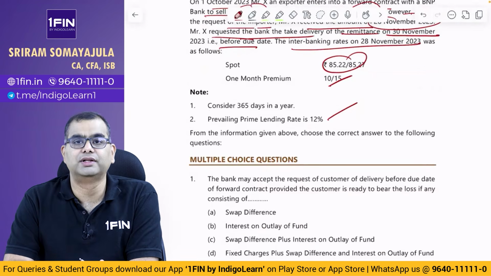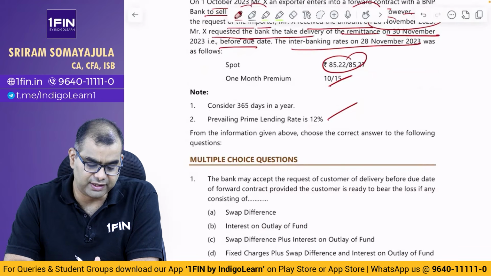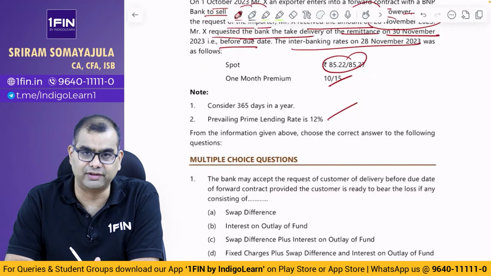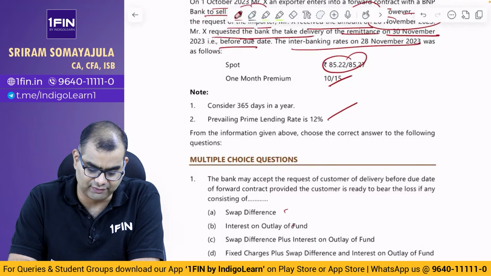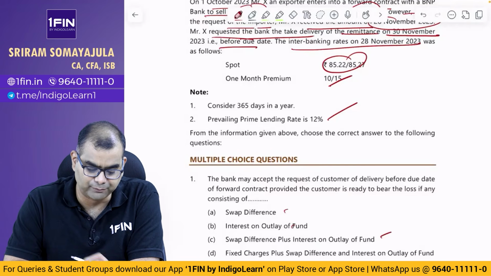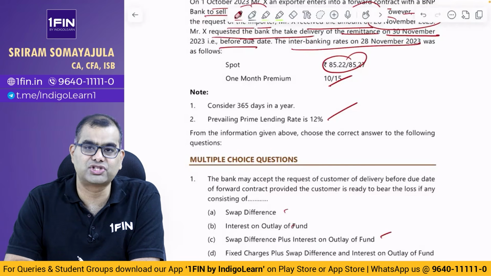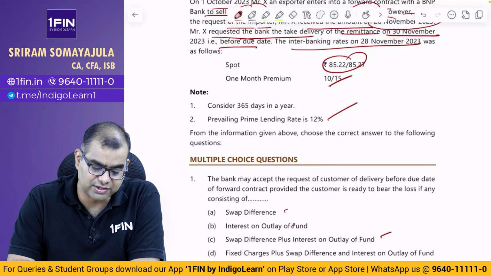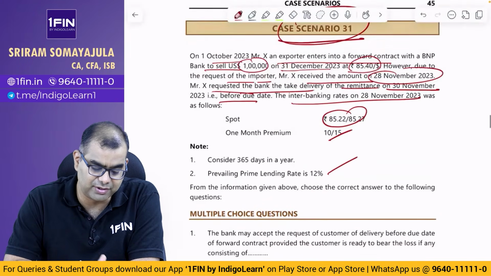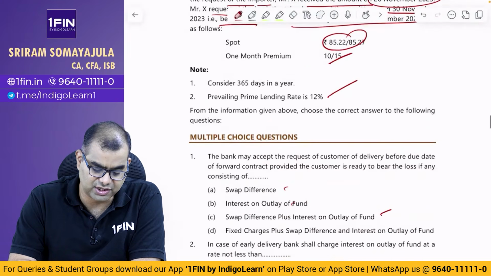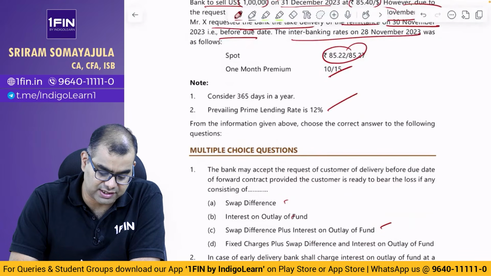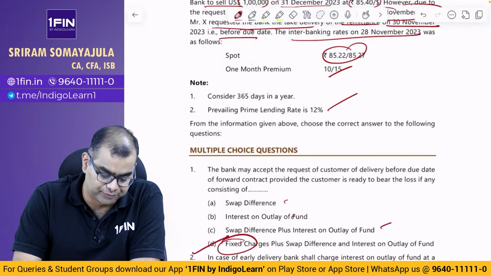See, now, whenever there is an upfront delivery or early delivery, what are the charges that you will have? You will not have just swap or interest. You will actually have swap and interest both put together. Okay, but is there any fixed charge also? If they have mentioned any fixed charge, then it is applicable. Have they mentioned any fixed charge here? No. But fixed charges are definitely applicable. So the answer is D.